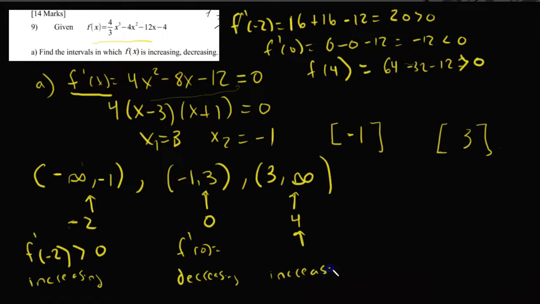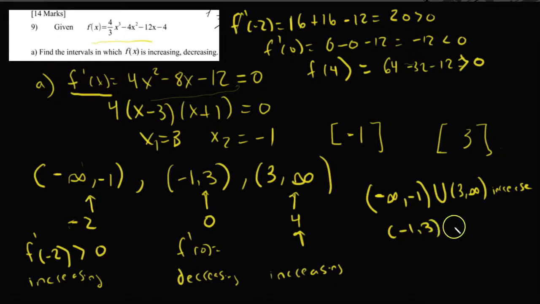And that's your answer. Usually you'll put it in this form to satisfy your professor: on that interval, union this interval, it's increasing. And on this interval, negative 1 to 3, decreasing. So now let's move on to part B.